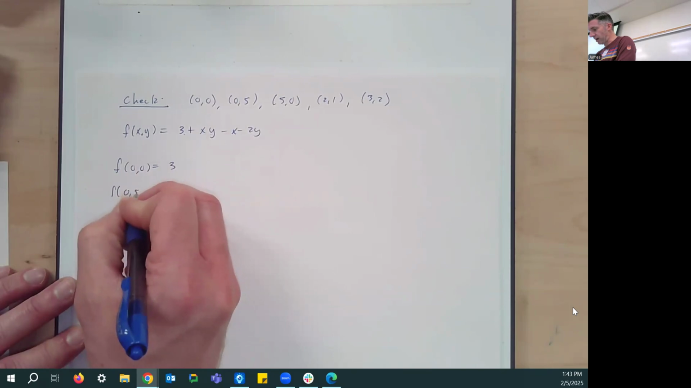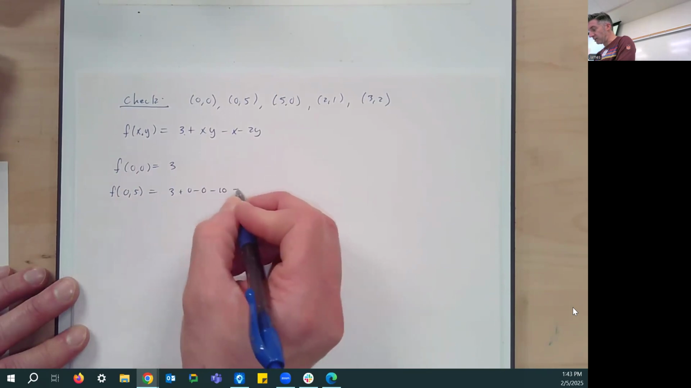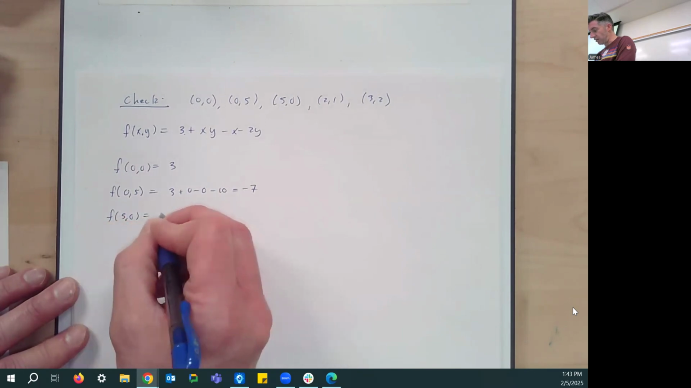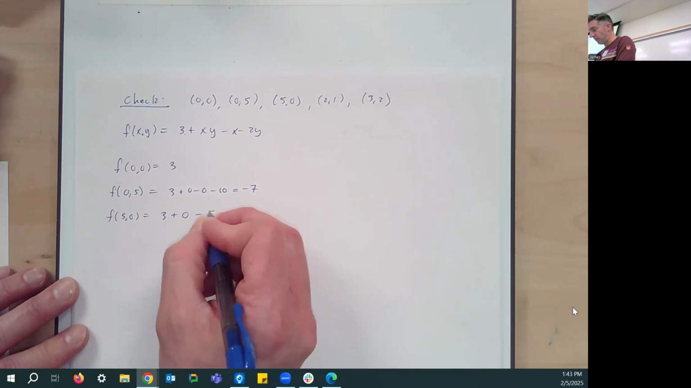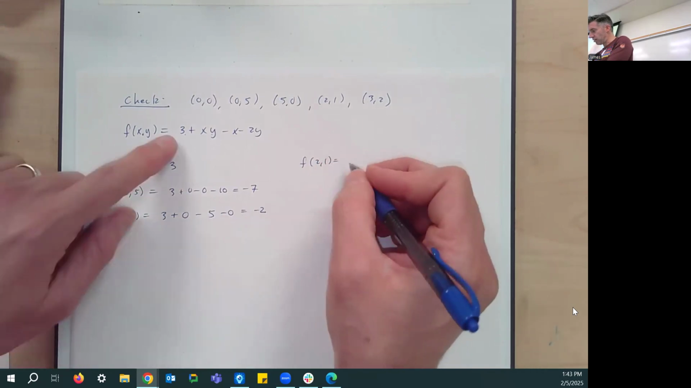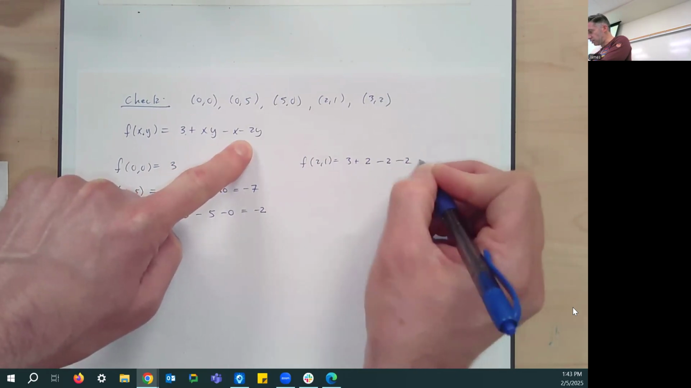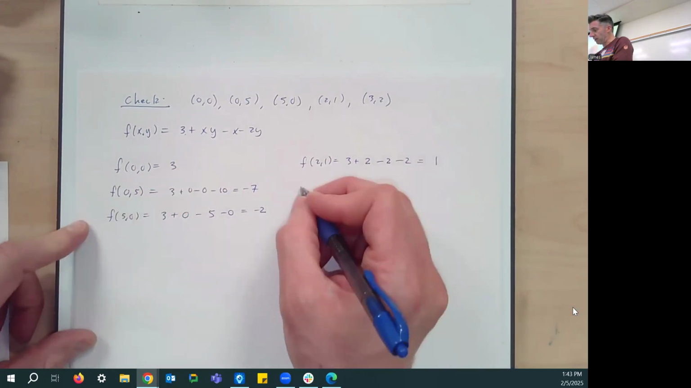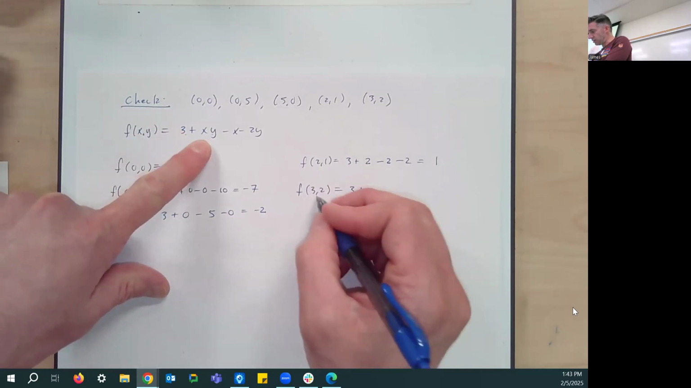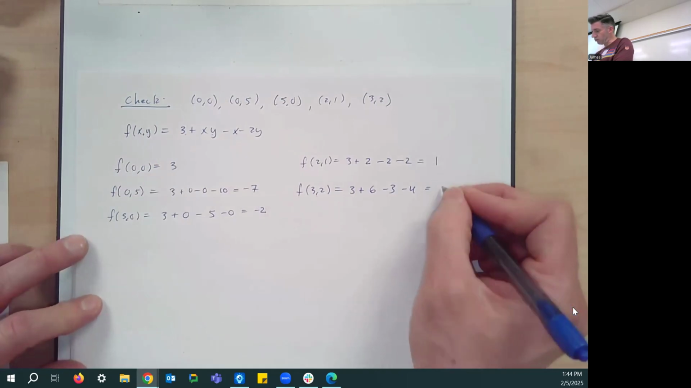F of 0 comma 5 is going to be 3 plus 0 minus 0 minus 10, which is negative 7. F of 5 comma 0 is going to be 3 plus 0 minus 5 minus 0, which is negative 2. F of 2 comma 1 is going to be 3 plus 2 times 1 is 2, minus 2, minus 2, which is 1. And finally, f of 3 comma 2 is going to be 3 plus 3 times 2 is 6, minus 3, minus 4. That's going to be 2.